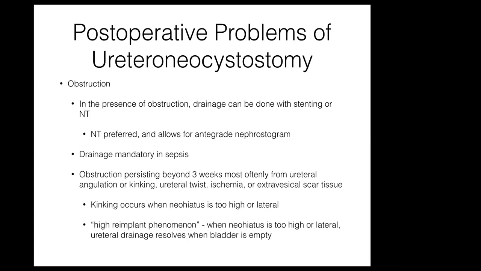they occur most often from ureteral angulation or kinking, ureteral twist, ischemia, or extravesical scar tissue. Kinking occurs when your neo-hiatus is too high or too lateral. The high reimplant phenomenon is when the neo-hiatus is too high or too lateral, and your ureteral drainage resolves when the bladder is empty.